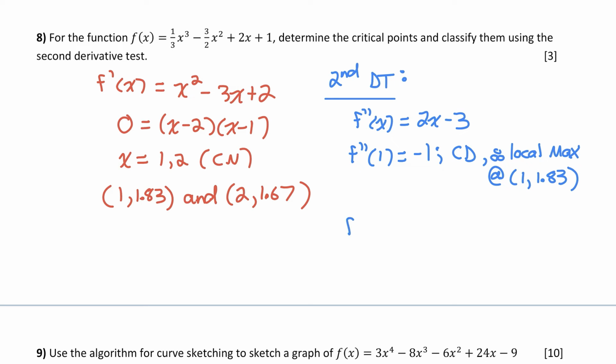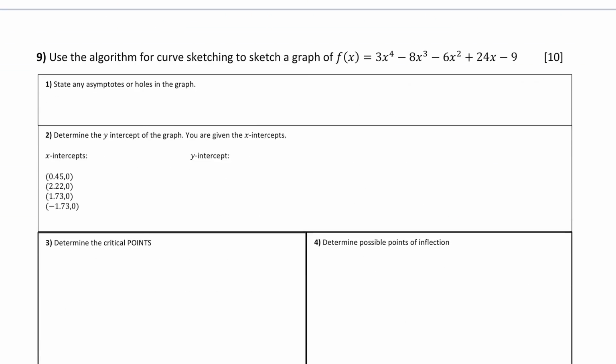Let's evaluate the second derivative at the second critical number, at 2. If I sub in 2, the second derivative has a value of 1. Since that's positive, that means the original function when x is 2 is concave up. If it's concave up, it means we have a min point at an x value of 2. Therefore, local min at 2, 1.67.